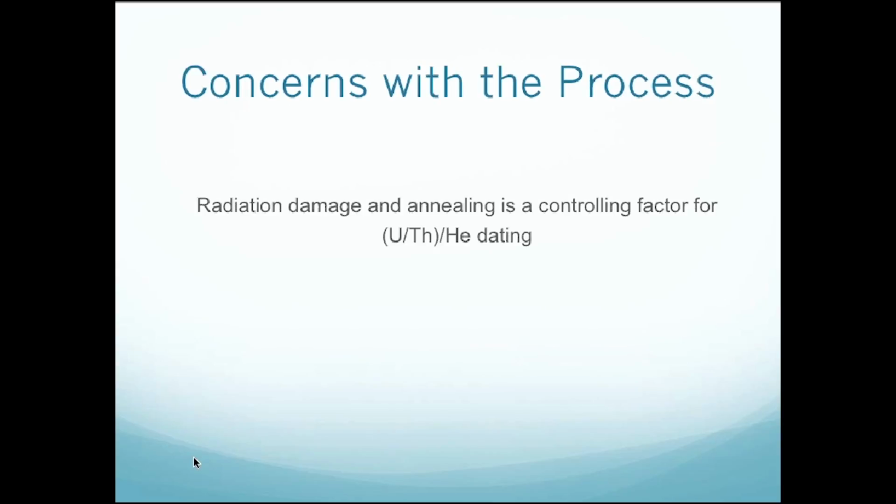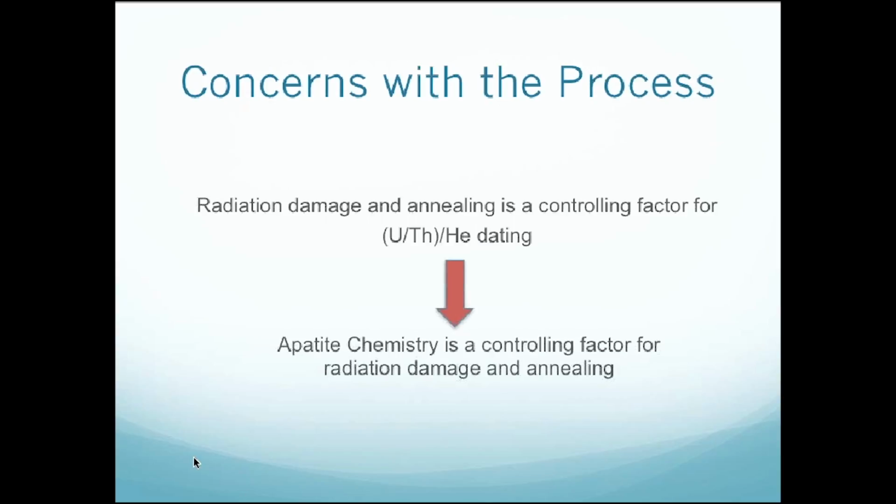Now, with any technical process, we're going to have some concerns, we're going to have some issues. And one controlling factor that's already been identified is radiation damage and annealing. And this has been identified and accounted for. But it turns out that an apatite's chemistry actually is a controlling factor for radiation damage and annealing. But apatite chemistry hasn't fully been explored on how it affects helium dating. Now, I'll get back to that later, but first let's just look at radiation damage and annealing.